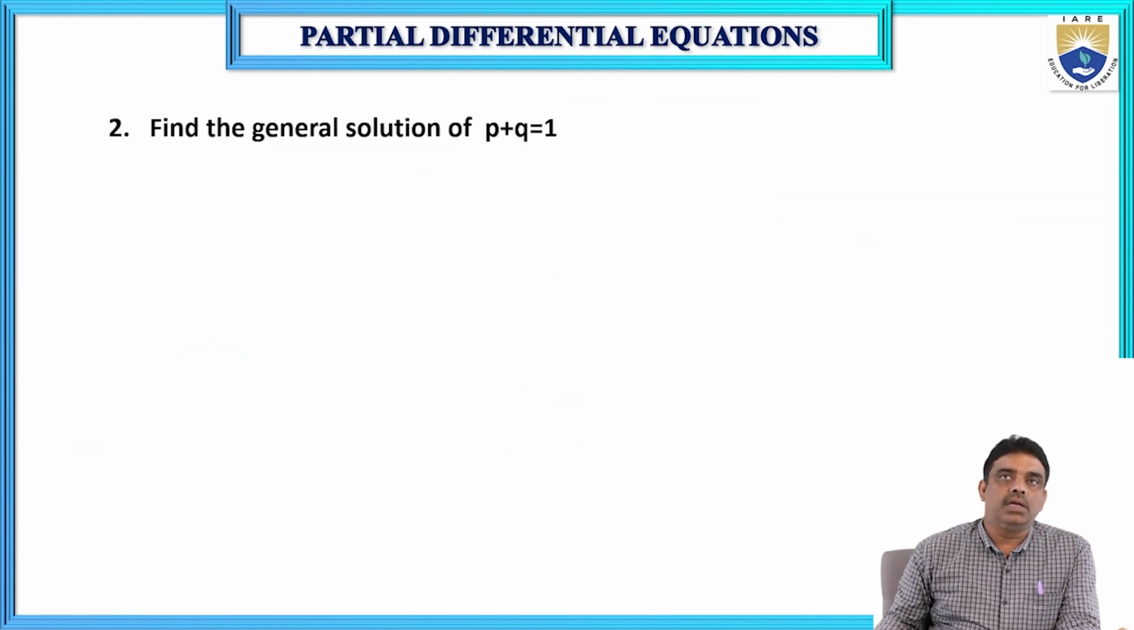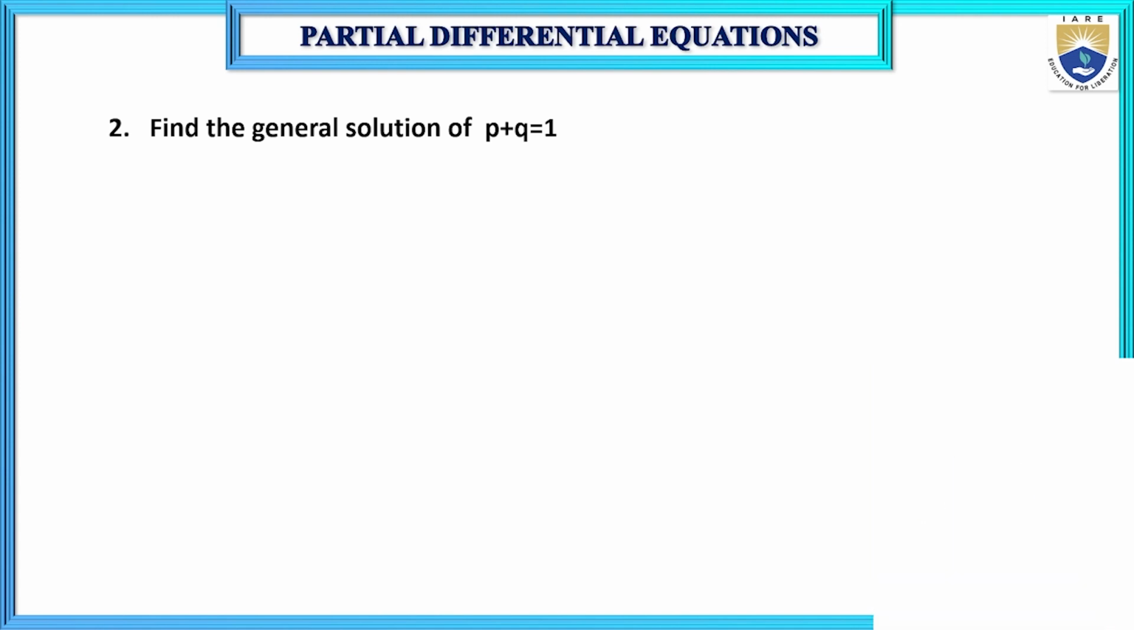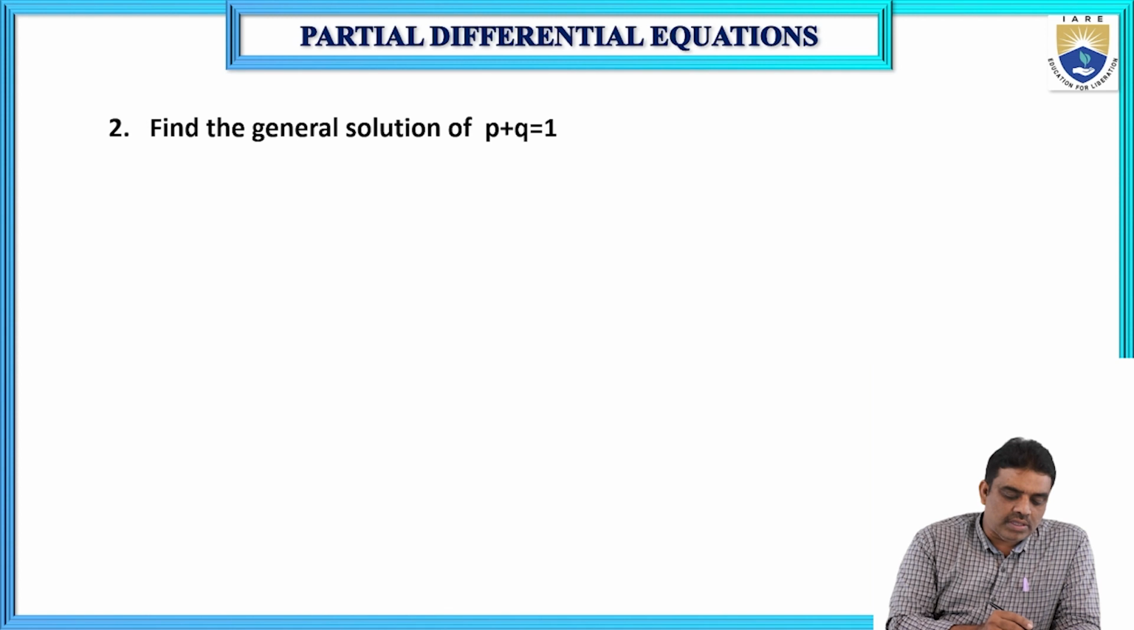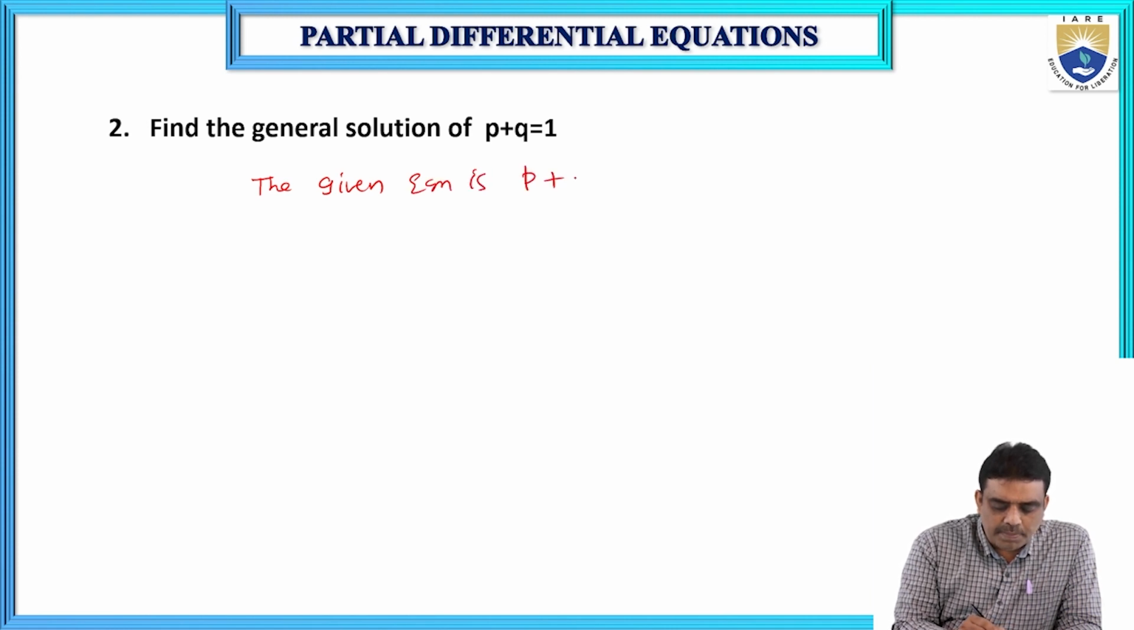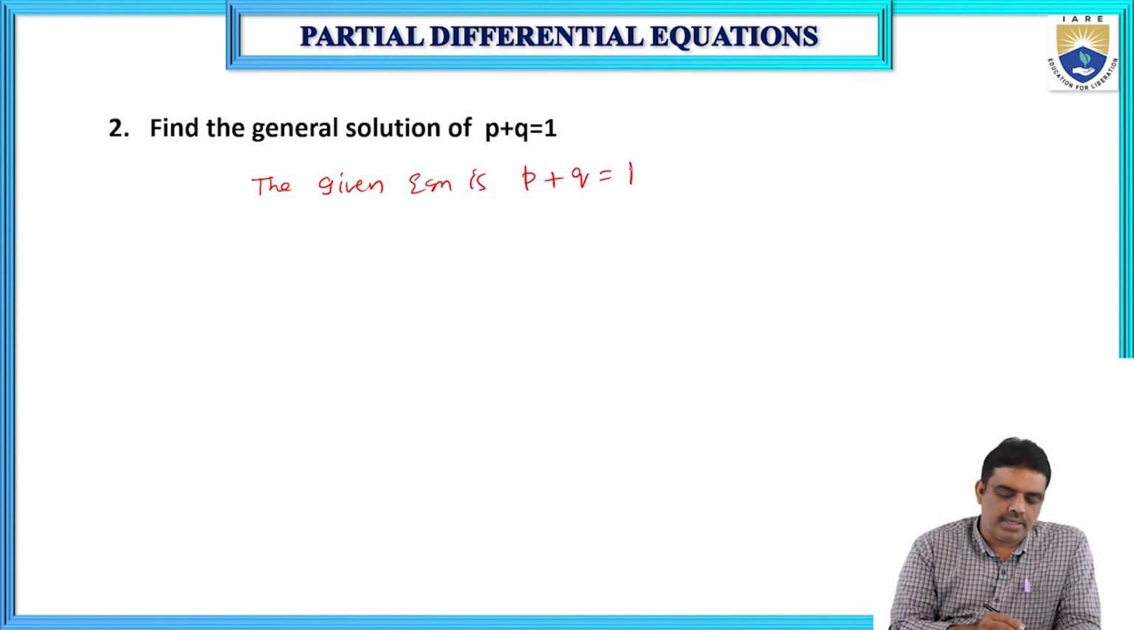Now, I'll go for another problem. Find the general solution of p plus q is equal to 1. Clearly this is also in the same form. The given equation is small p plus small q is equal to 1.